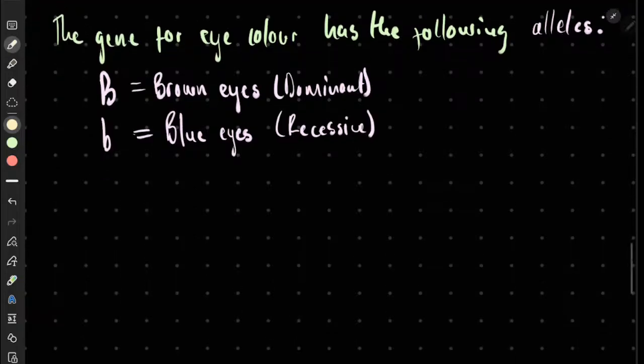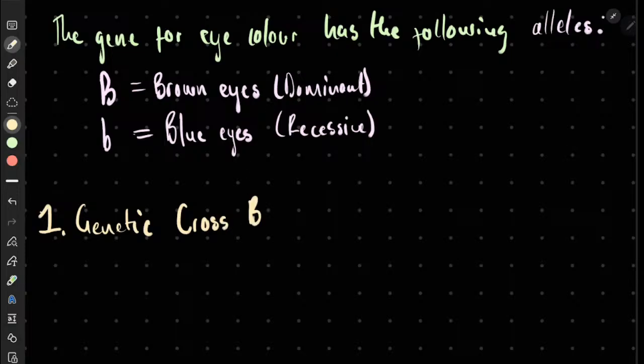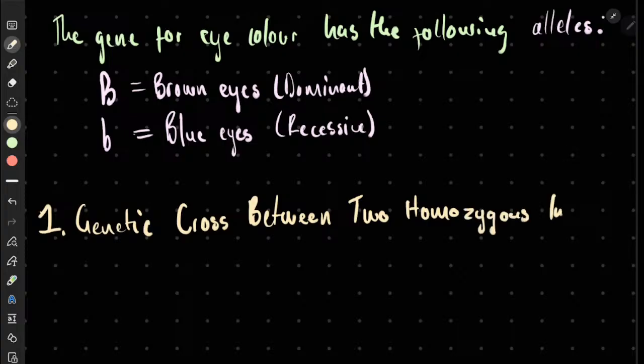Anyway, now let's put the first situation. Situation number 1. We want to be doing the genetic cross, okay? They'll tell you the genotype they want. We want to do the genetic cross between 2 homozygous individuals.